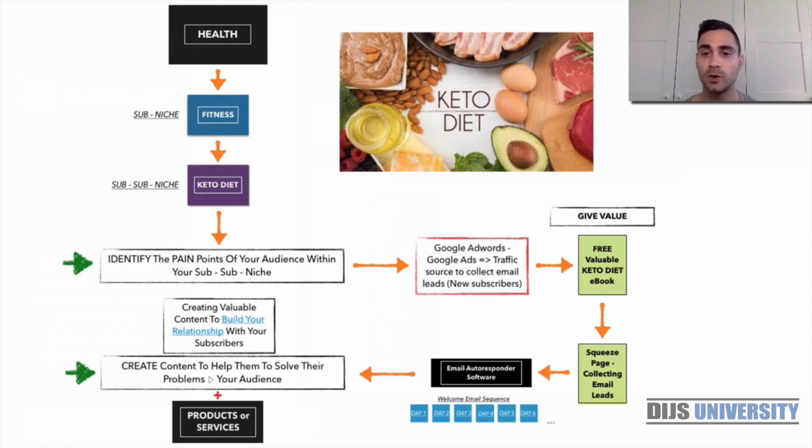If we look here below, we have the give value, so the free valuable keto diet ebook, which is going to be connected to the squeeze page, the landing page, to collect email leads. And this landing page is going to be connected with your email autoresponder software. We're probably going to use GetResponse again, and in the first email you're going to deliver the free keto diet ebook. Then from day one, it's going to be your back end email marketing, like I said, giving value and promoting similar products. All right guys, so this is everything for today's video.